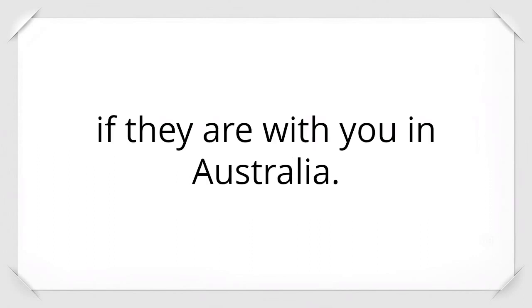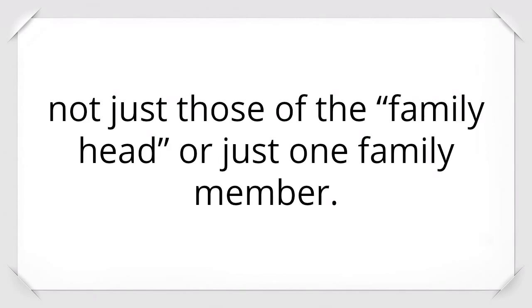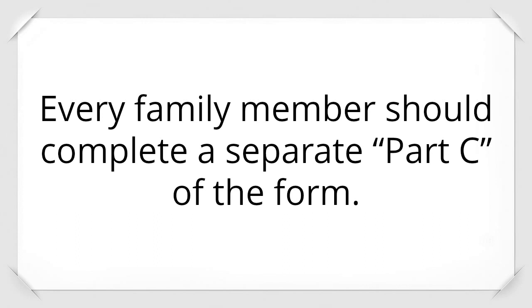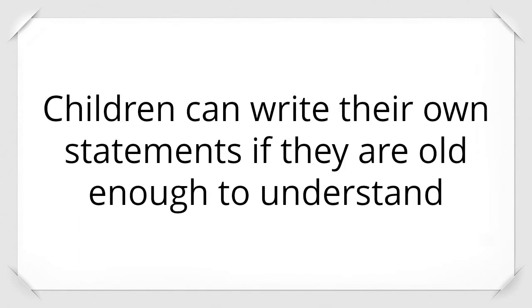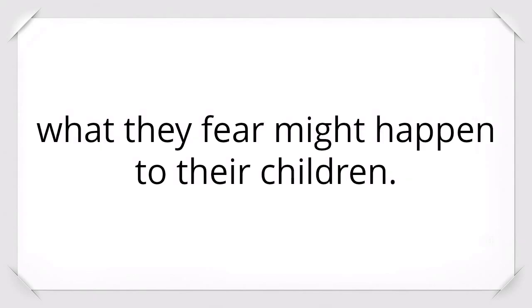Family members. Your spouse and children can be included on the same application form if they are with you in Australia. The claims of each family member must be explained, not just those of the family head or just one family member. Every family member should complete a separate Part C of the form. Children can write their own statement if they are old enough to understand, or parents can describe in their own statement what they fear might happen to their children.